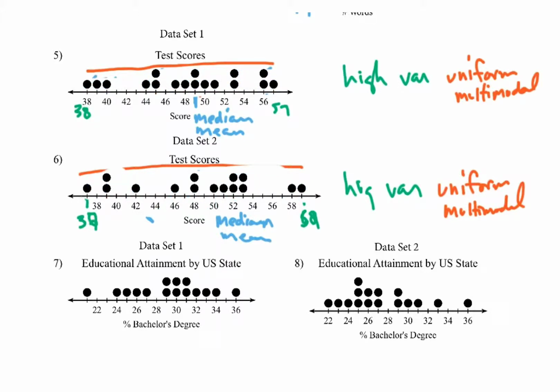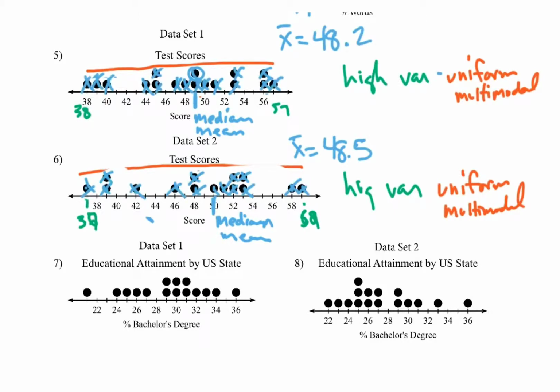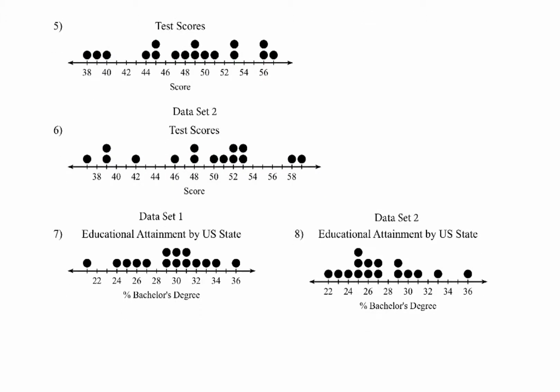Maybe that'd be another useful one to look at. So if we calculate the means, let's see what we get. This top one we have a 48.2, bottom one 48.5, so pretty similar means, and they're pulled slightly down from the median because these are a little bit more spread out than the upper end is, so it kind of pulls it down. All right, 7 and 8.